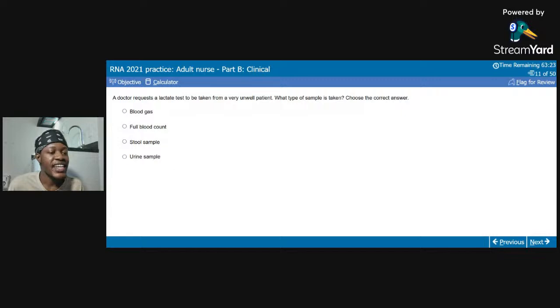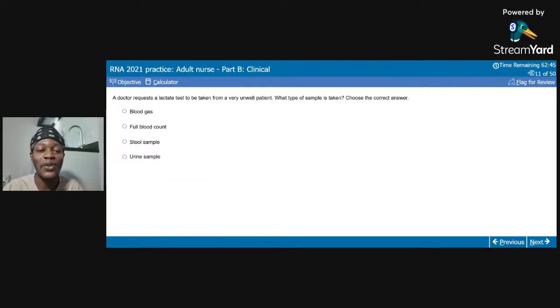A doctor requests a lactate test to be taken from an unwell patient. What type of sample is taken? Choose the correct answer. So, sample for blood gas. Oh, sorry, I said lactate. I already said the answer.